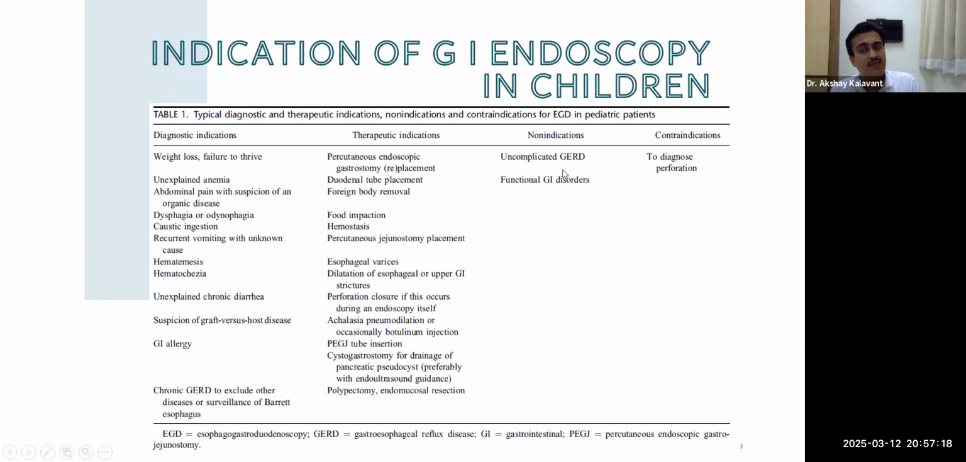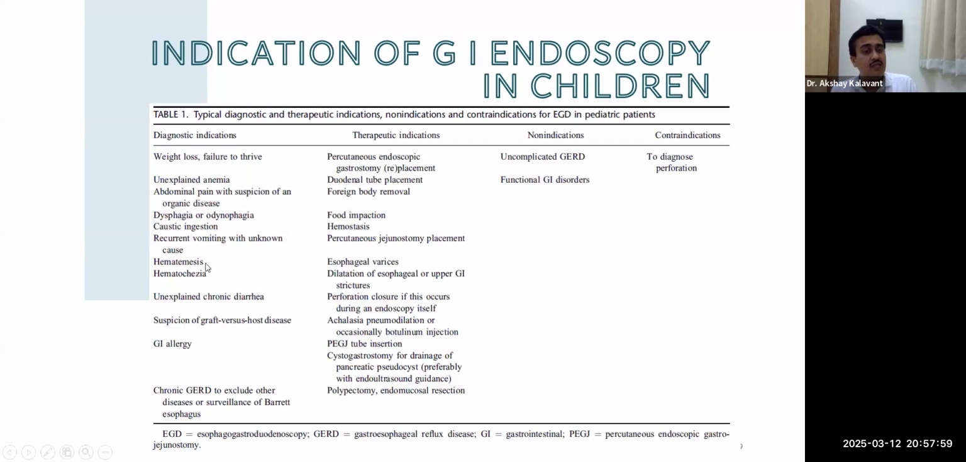It's very clearly written that for GER, we are not going to do endoscopy. For functional GI disorders, we're not going to do endoscopy. So that has been very clear. And at the same time, diagnostics. You should understand that there are so many conditions for diagnosis which are the domain of the gastroenterologist. Pediatric gastroenterologists have a different way of looking at symptoms like weight loss, failure to thrive, unexpected anemia, and suspicion of graft versus host disease and GI allergies. They are fabulous specialists in that matter, I must say, because they come to a diagnosis that is very helpful for the children to come out of these conditions.